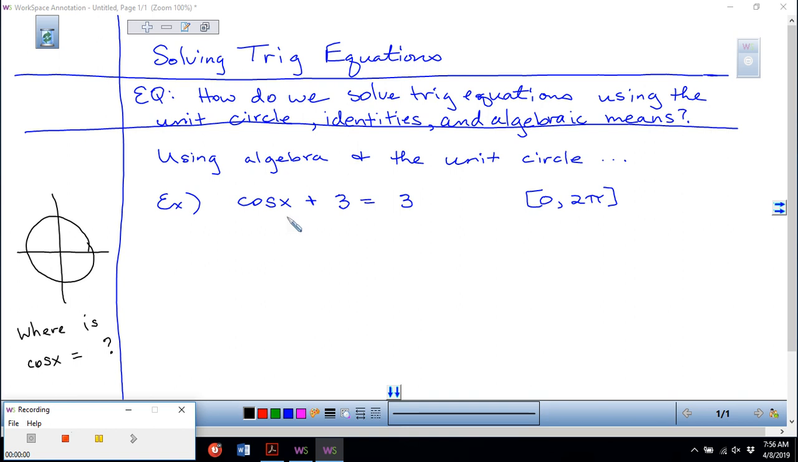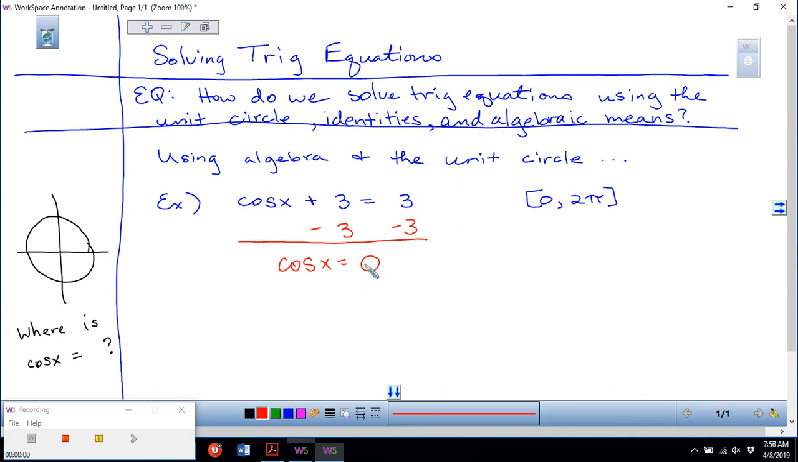So we have the equation cosine of x plus 3 equals 3, and we want to solve it over the interval 0 to 2 pi. Notice that we have the brackets, so we're including both 0 and 2 pi as possible solutions. So the first thing we're going to do is get the cosine of x isolated. So we're going to subtract 3 from both sides. And when I do that, I now have cosine of x is equal to 0. And at this point, cosine is isolated.